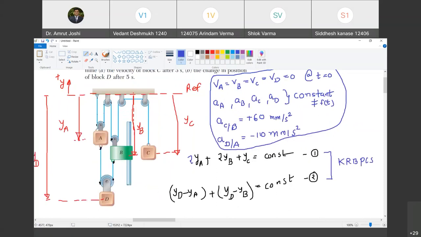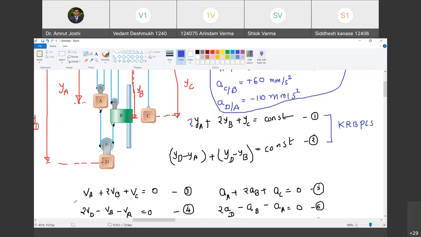Now, consequence, if I differentiate this equation once, what do I get? 2 times VA plus 2 times VB plus VC equal to 0. Happy? Yes, sir. Then if I differentiate the second equation, what do I get? 2 times VD minus VB minus VA equal to 0. Happy? Yes, sir.